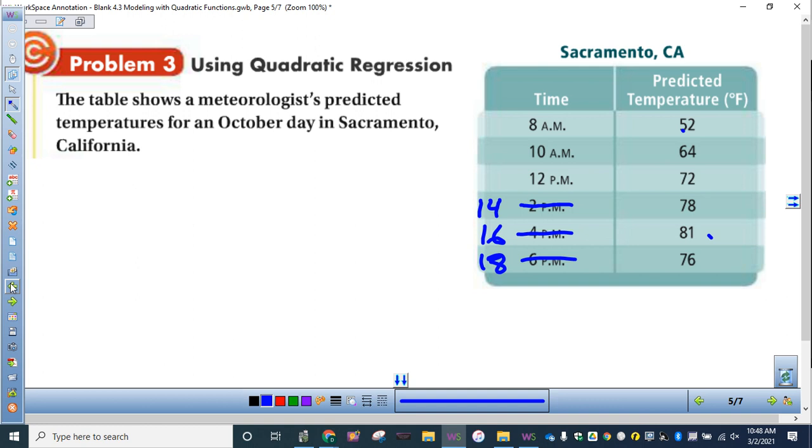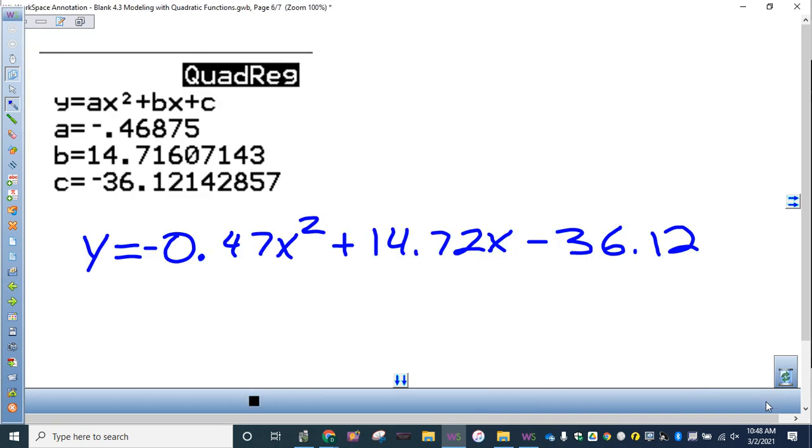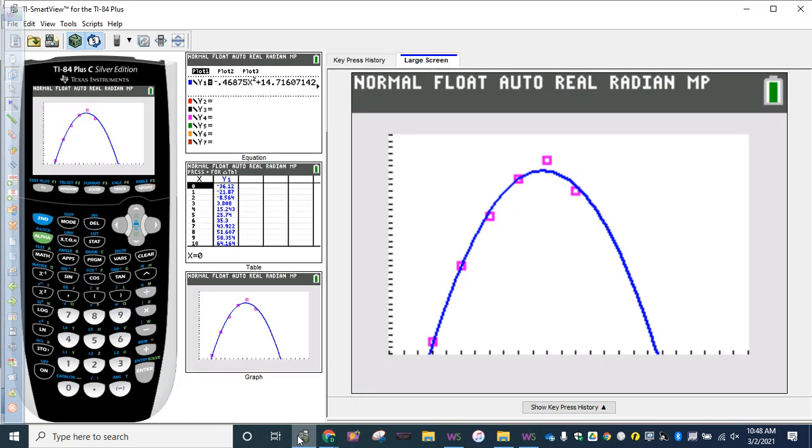The question was, what's the quadratic model? So we wrote that down. All right. We want to predict the high temperature for the day. So we're going to do what? Second trace what?